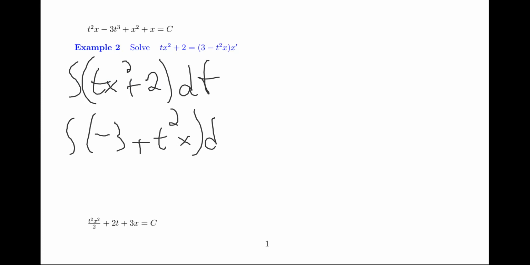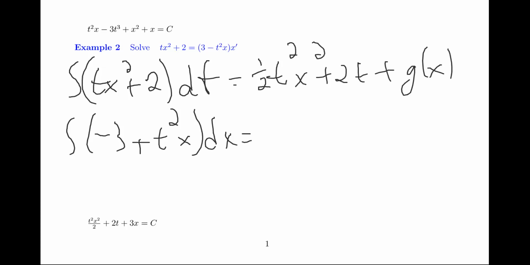Okay. So the integral of tx squared plus 2 with respect to t, and then we have the integral of negative 3 plus t squared x with respect to x. Okay. So we get this integral should be 1/2 t squared x squared plus 2t plus some function of x. And then here we get negative 3x plus 1/2 t squared x squared plus some function of t.